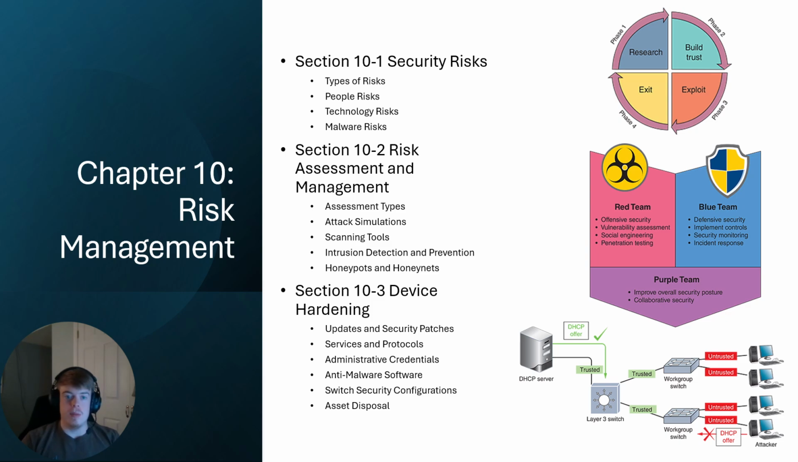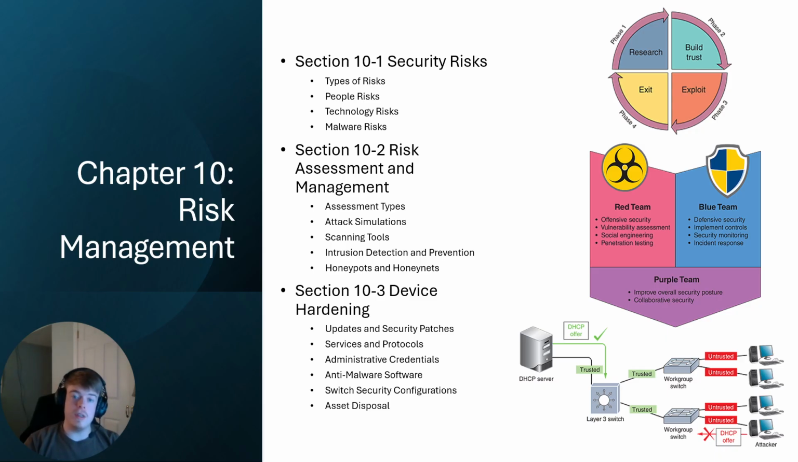Okay, Chapter 10 is about risk management. Section 1 talks about different types of security risks, whether that be people, technology, malware, or physical access. There are many types. Section 2 is on risk assessment and management. It goes over types of assessments that can be done, like attack simulations, how those can be performed, different scanning tools that can be used for this, and intrusion detection and prevention measures that can be put in place. It also describes honeypots and honeynets that can be used to lure in attackers.